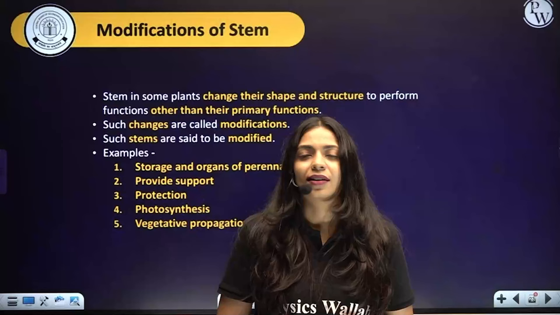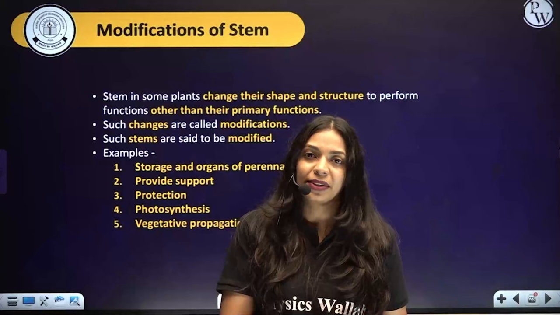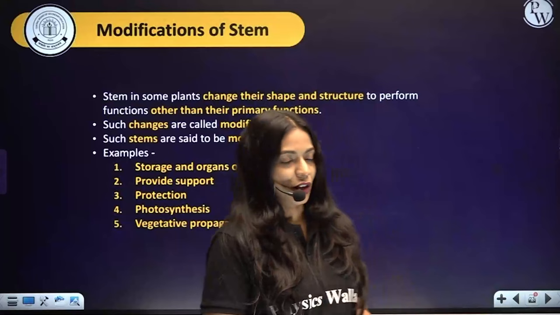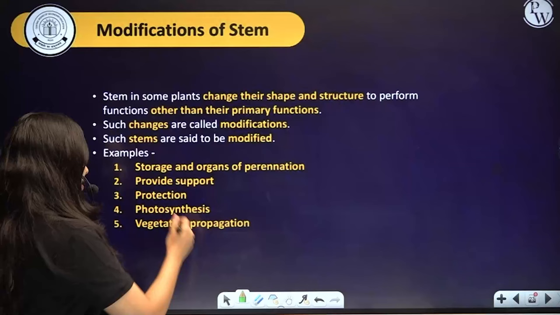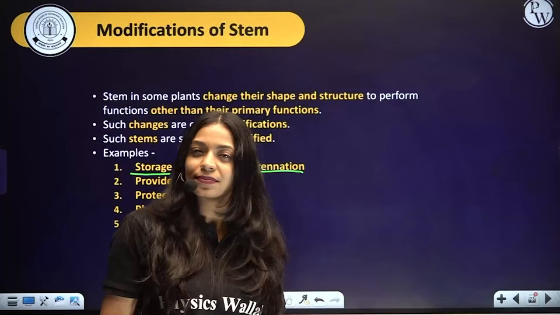Of course, because it also provides certain support to the plant. But apart from that, if it is performing anything else, then it is called a stem modification. So, what are some reasons or examples where stems are modified? Firstly, similar to how roots store food, sometimes even stems are capable of storing food when they are underground.